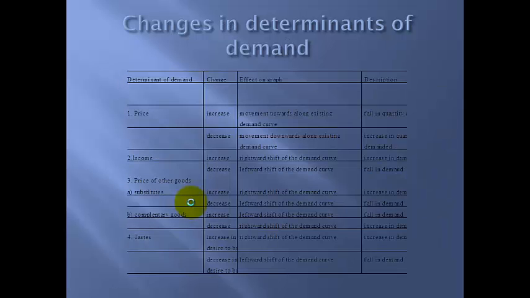Here we have a similar table for determinants of demand. When the price changes, we have a movement along the existing demand curve. Now income, if that increases, we have increase in demand, and so on. Tastes increase, we have a rightward shift, increase in demand. You may want to pause it and have a closer look at this slide, but I'm going to keep going.